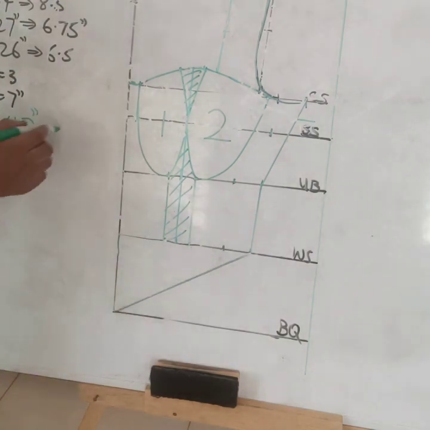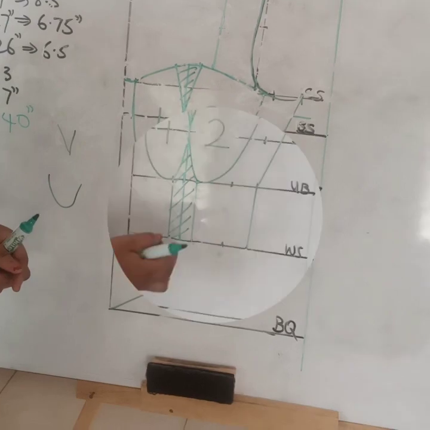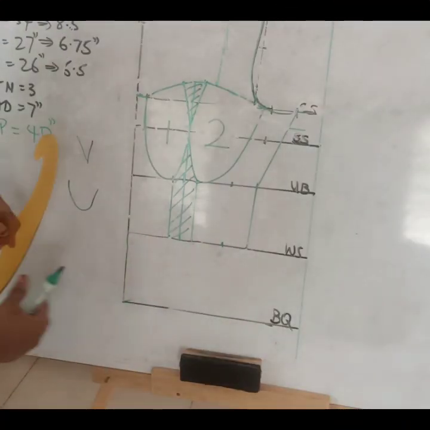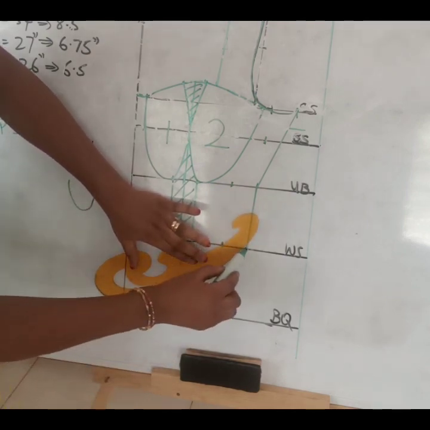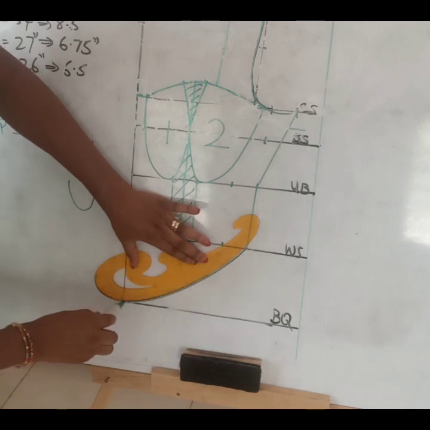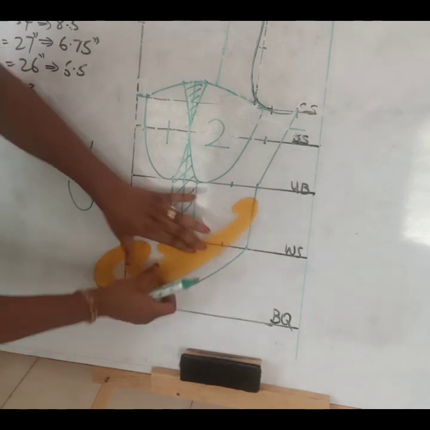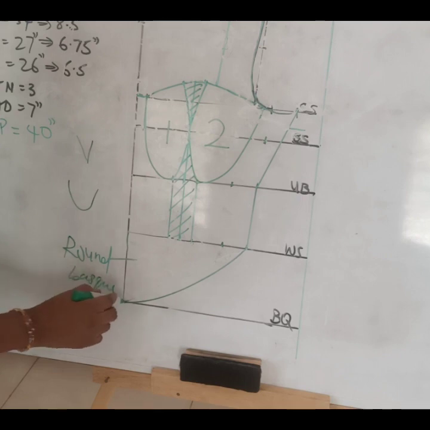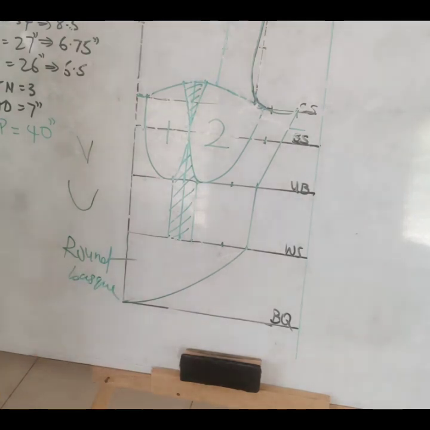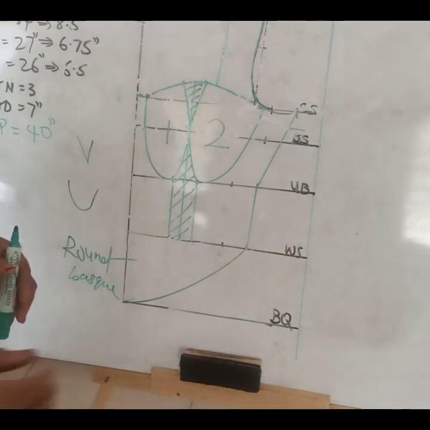Okay, the second one is the curvy back. So let's look at how to do that. For a curve back, you simply take your curve ruler and place it on it like this. So this is the second one, which is the round back. The first one was the V, so this is the second one, the round.